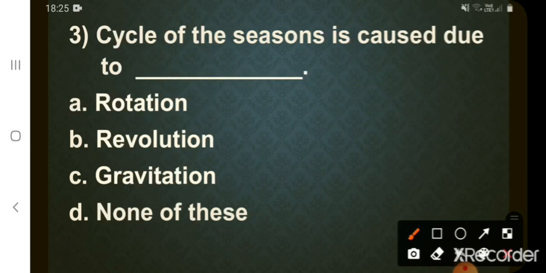Third one. Cycle of the seasons is caused due to dash. A. Rotation. B. Revolution. C. Gravitation. D. None of these. What's the correct answer? Correct. B. Revolution. Cycle of the seasons is caused due to revolution.